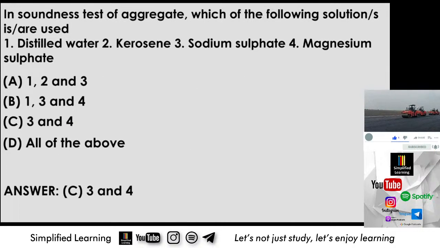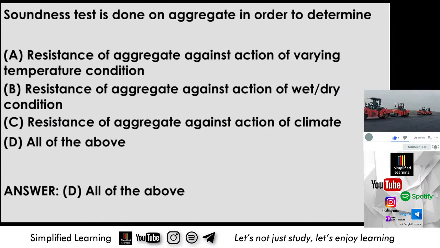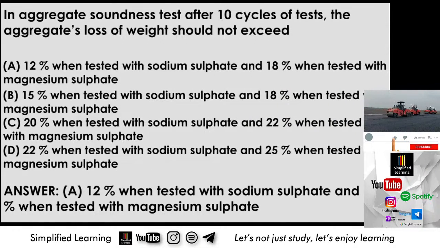In soundness test of aggregate, which of the following solutions is used? We use sodium sulfate and magnesium sulfate solution. Soundness test is done on aggregate in order to determine resistance of aggregate against action of varying temperature condition, also against action of wet or dry condition, also against action of climate. In aggregate soundness test, after 10 cycles of test, the aggregate's loss of weight should not exceed 12% when tested with sodium sulfate and 18% when tested with magnesium sulfate.